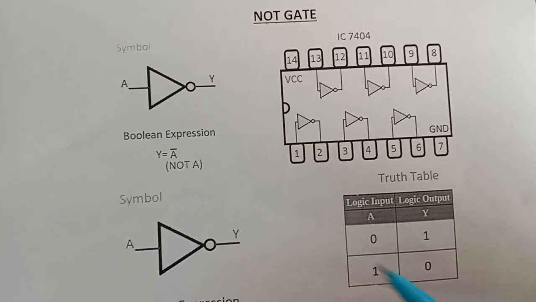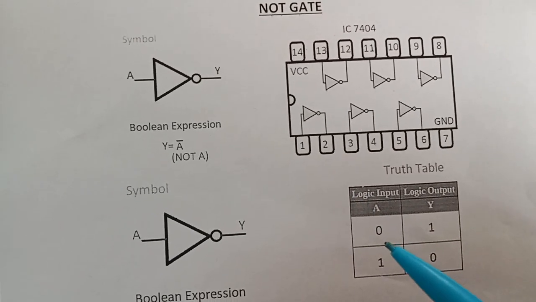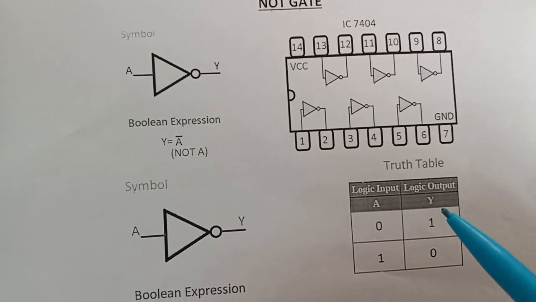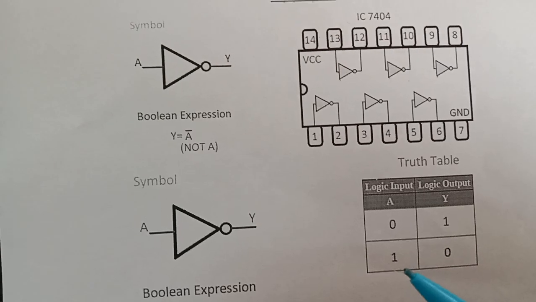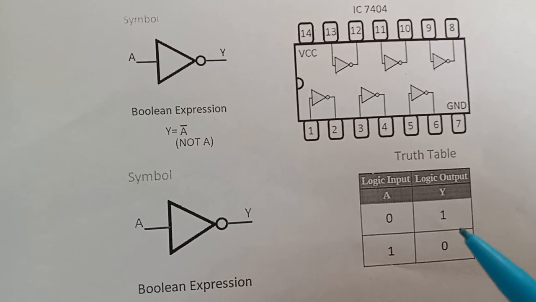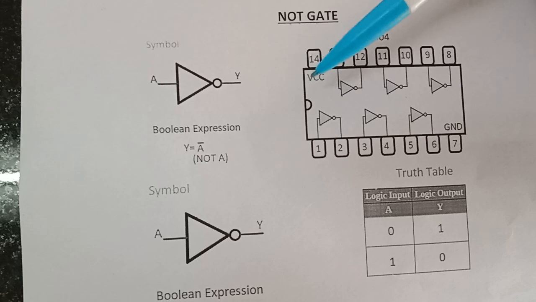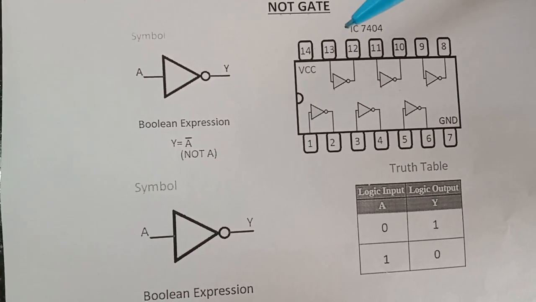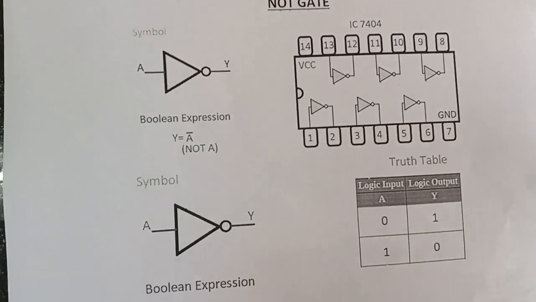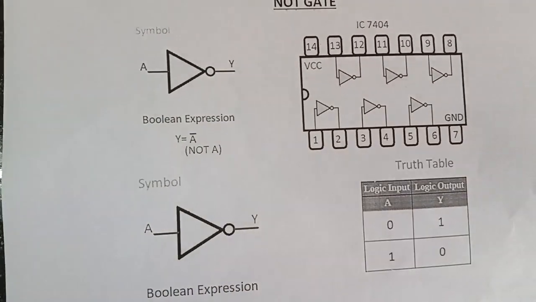If you look at this truth table, when the input is 0 the output is 1. So it inverts the input into the output. When the input is 1, the output is 0. Pin number 1 is the input, 2 is the output, the 7th pin is ground, and the 14th pin is VCC. So I am going to implement this in the trainer kit.